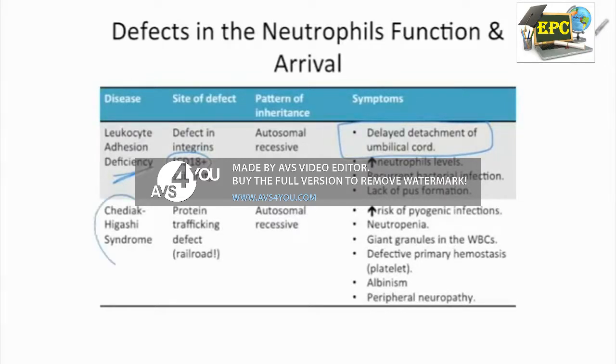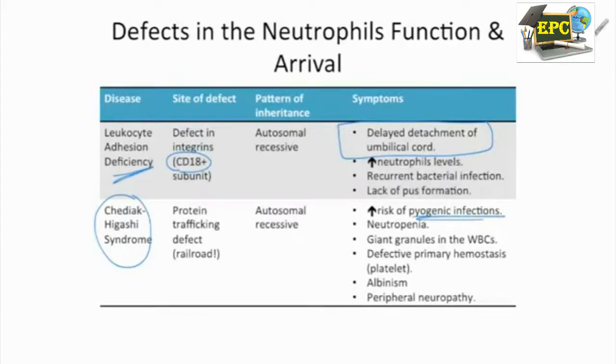The Chediak-Higashi syndrome, as we said, is a defect in the protein trafficking, or the railroad traffic, and they will have pyogenic infections, neutropenia, and we explained why. We have giant granules on histology because of the clumping of the phagosome inside the cells, because it's not uniting with the lysosome, and this is high-yield information in histology.